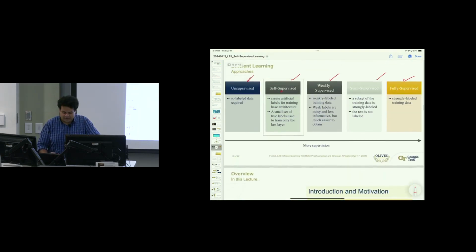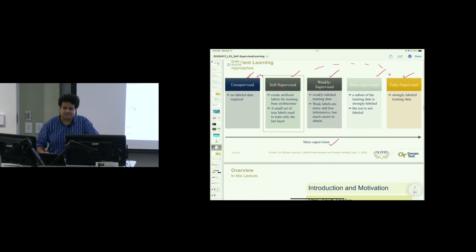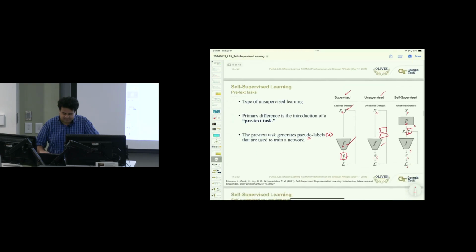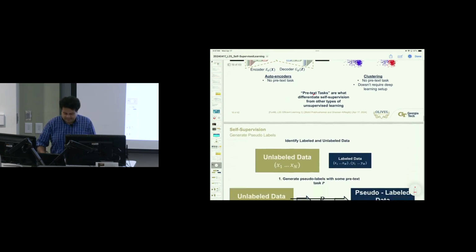But if I go back to this slide here, it's closer to the unsupervised part than it is to the fully supervised part. If you see the x-axis here, it requires more supervision as you go to the right-hand side, across unsupervised, self-supervised, weakly, semi, and fully supervised: you need more labels in order to construct these learning paradigms. So again, the difference between unsupervised and self-supervised is the existence of these pretext tasks.